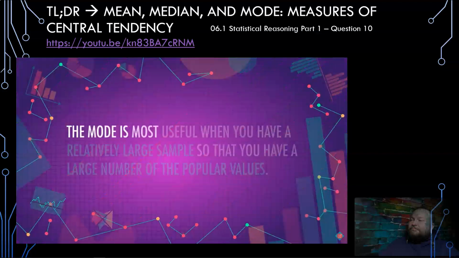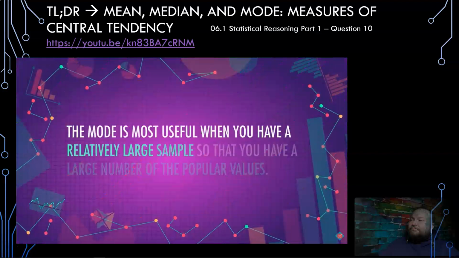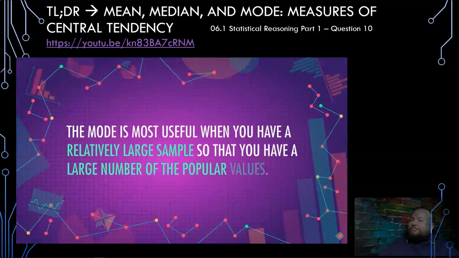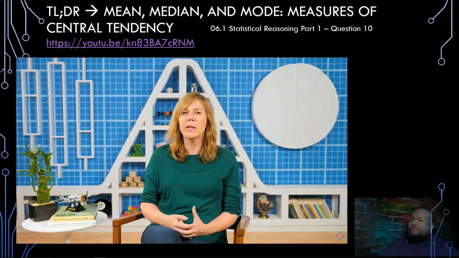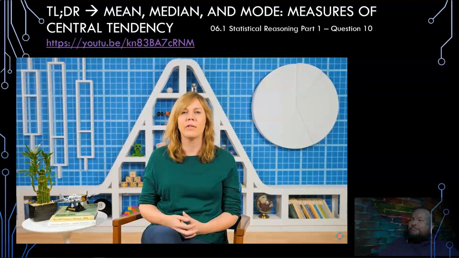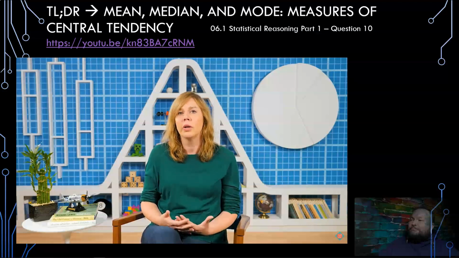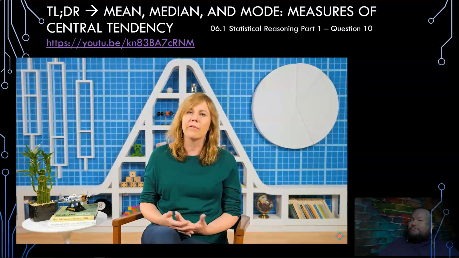The mode is most useful when you have a relatively large sample so that you have a large number of the popular values. One other benefit of the mode is that it can be used with data that isn't numeric. Like if I ask everyone their favorite color, I could have a mode of blue. There's no such thing as a mean or average favorite color.